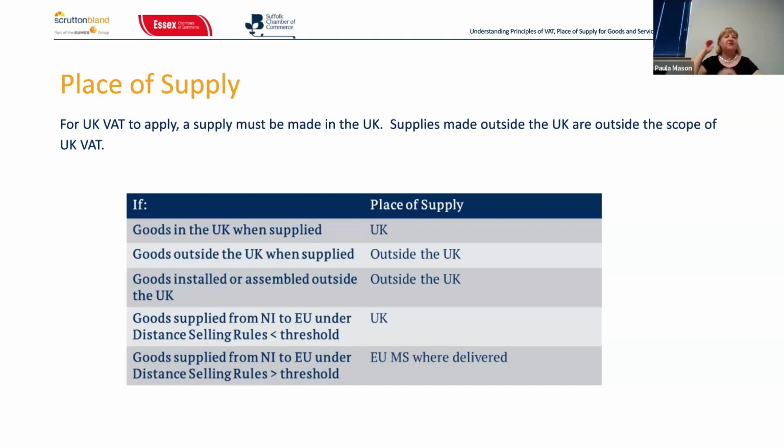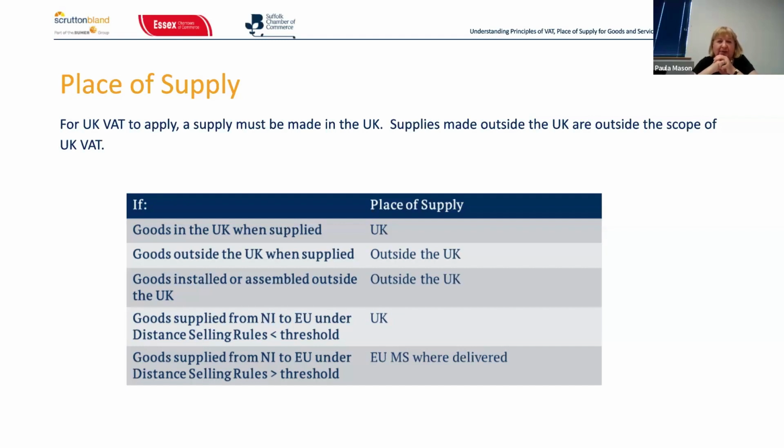Going on to the place of supply rules. For UK VAT to apply, a supply must be made in the UK. Supplies made outside the UK are outside the scope of UK VAT. Looking at the place of supply of goods, you'll see in the sections that I've put where the place of supply would be. If the goods are in the UK when supplied, the place of supply is the UK. Goods outside the UK when supplied, outside the UK. Goods installed or assembled outside the UK are outside the UK.